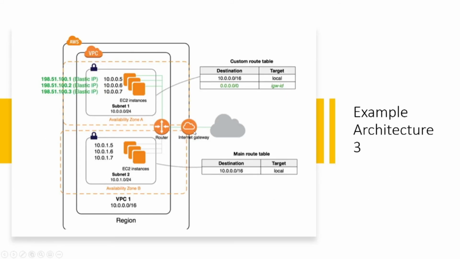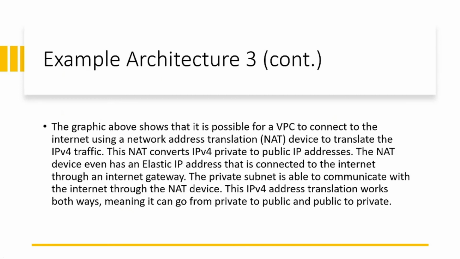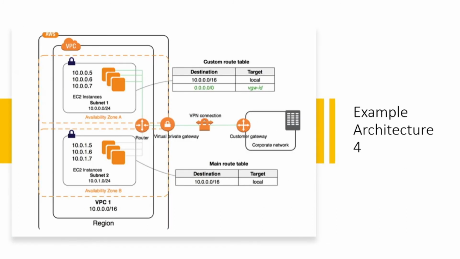Looking at the third example, the graphic above shows that it is possible for a VPC to connect to the internet using a network address translation, NAT, device to translate the IPv4. This NAT converts IPv4 private to public IPs, so it can then go to the internet. The NAT device even has an elastic IP address that is connected to the internet through an internet gateway. The private subnet is able to communicate with the internet through the NAT device. This IPv4 address translation works both ways, meaning you can go in, but you can also go out. So it can go back from public to private if you wanted to go back in.